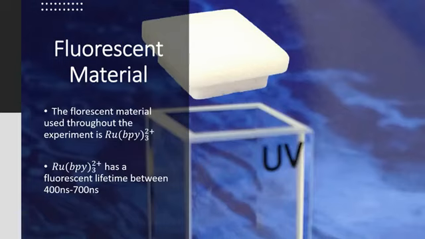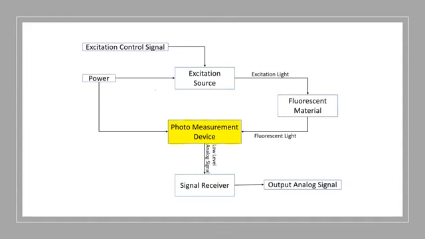So the fluorescent material that we chose for testing is called rubipi. It's an organic molecule that has a fluorescent lifetime between 400 nanoseconds and 700 nanoseconds, which allows us to see the very edge of our project specifications. Now let's take a look at the photo measurement device. The role of the photo measurement device is to take the fluorescent light coming off of the fluorescent material and turn it into a low-level analog signal, which we can analyze using circuitry.